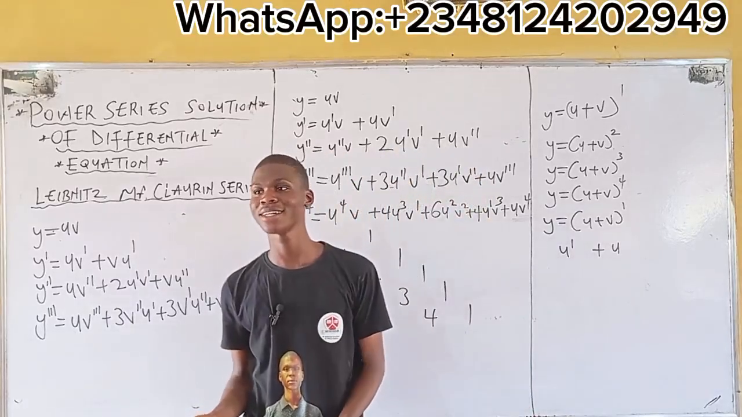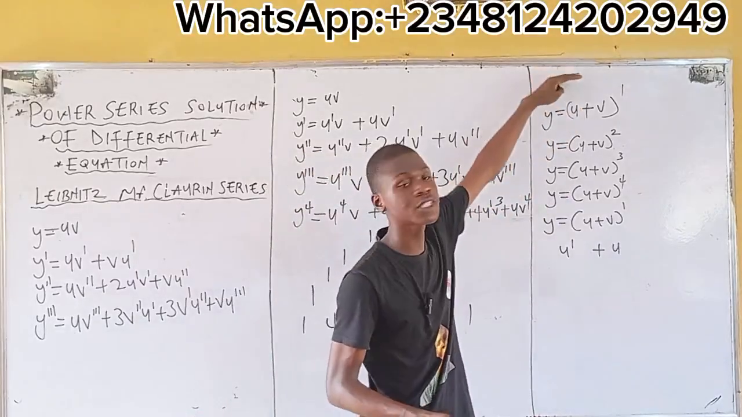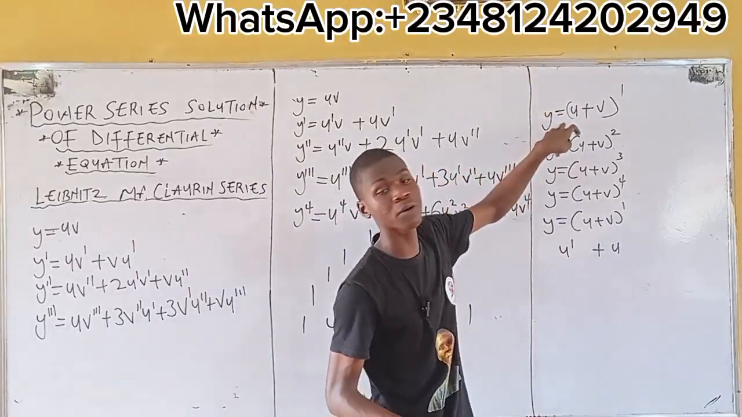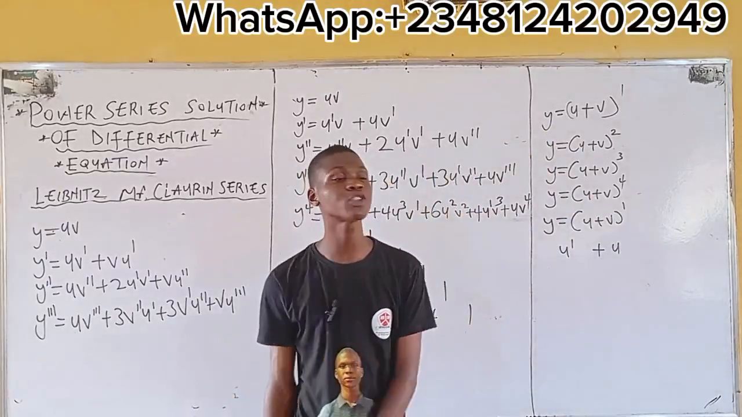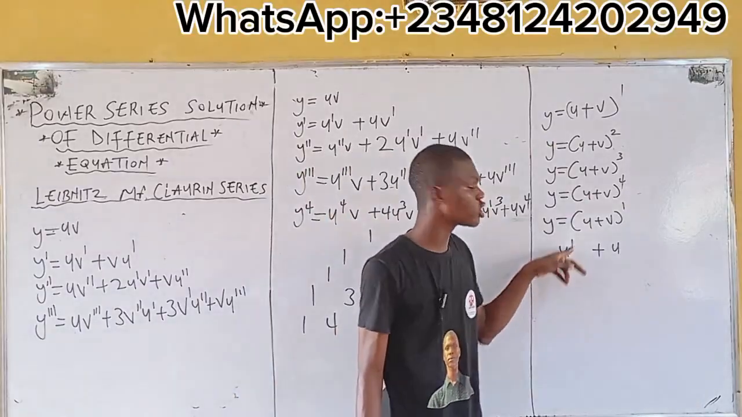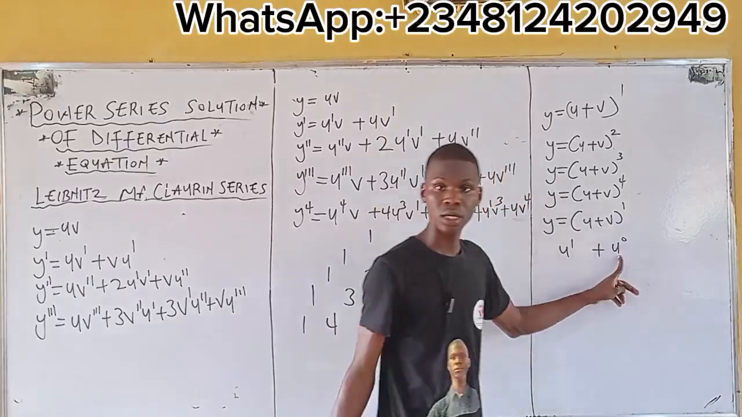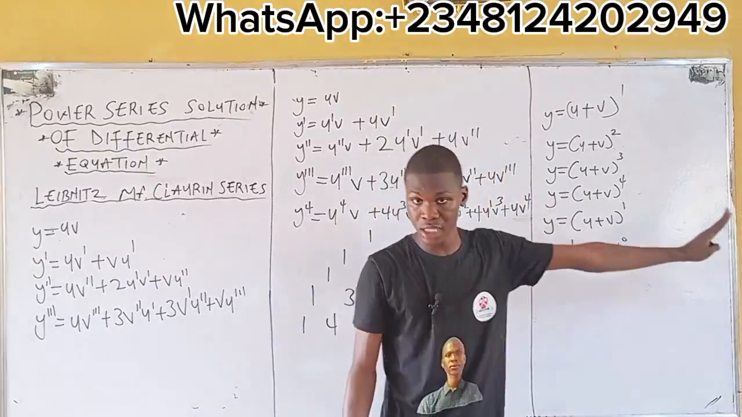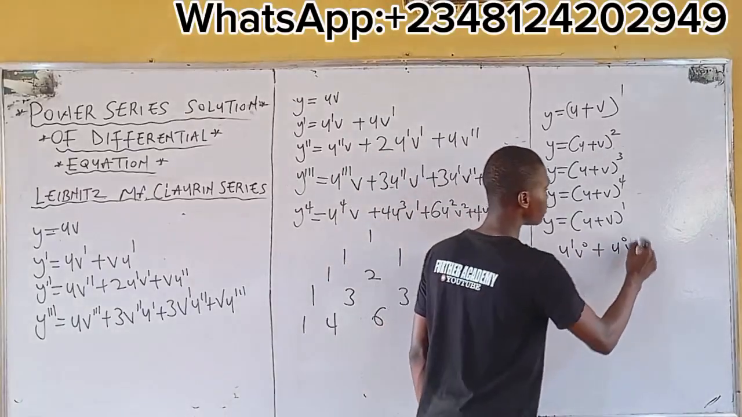Are we together? I want to use binomial expansion to find the derivative of this, right? So taking it from this first one, when y equals all into brackets u plus v all raised to the power of 1. Using binomial expansion, what do I have? I have u raised to the power of 1 plus u raised to the power of what? 0. Then u is what? Decreasing, while v is increasing. So it becomes v raised to the power of 0, then v raised to the power of 1.